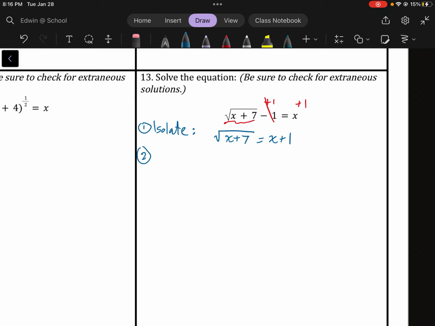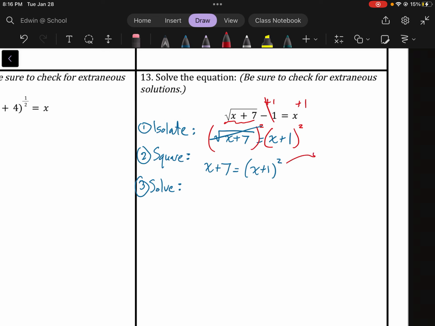Step 2 is to square both sides. So I'm just going to write square to square both sides. So we square that and we square that. And we're going to end up with something that looks like x plus 7, because that canceled out, is equal to x plus 1 squared. And now from here, we need to solve for x.